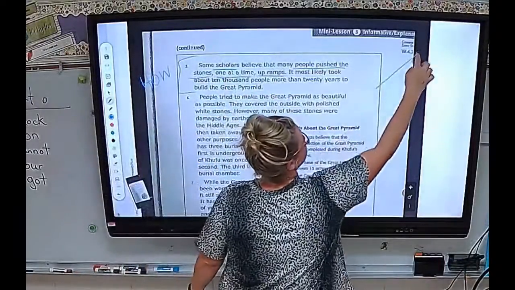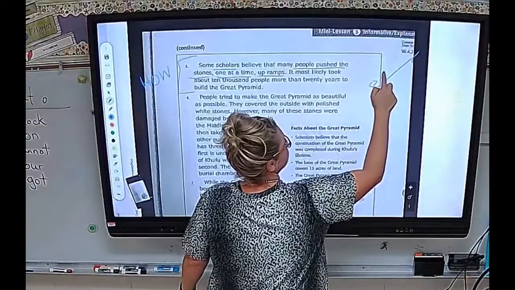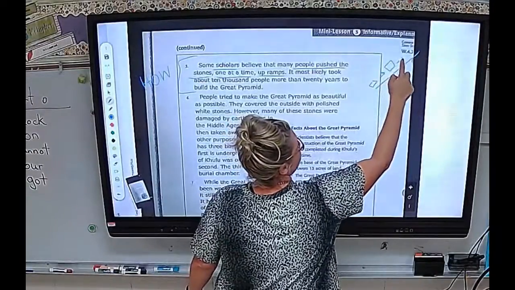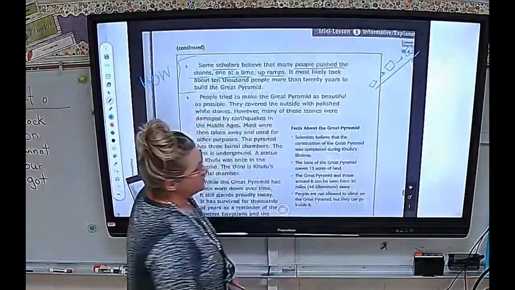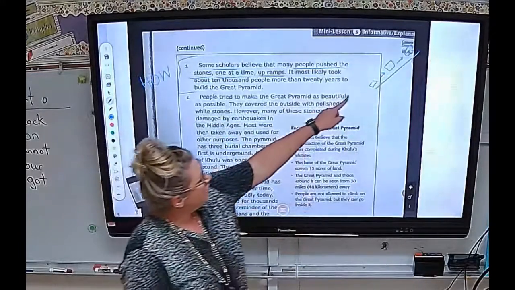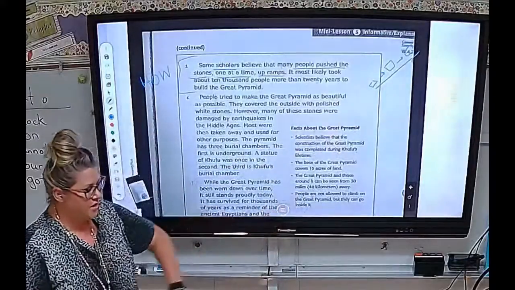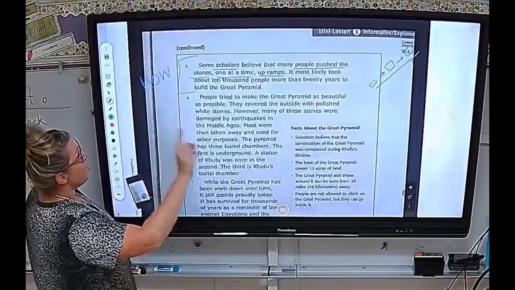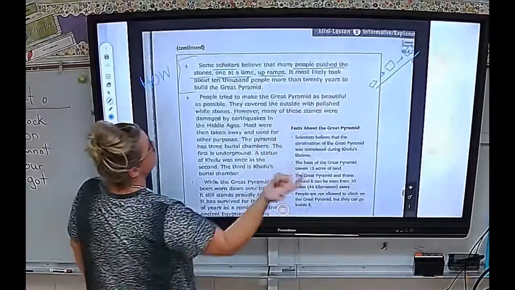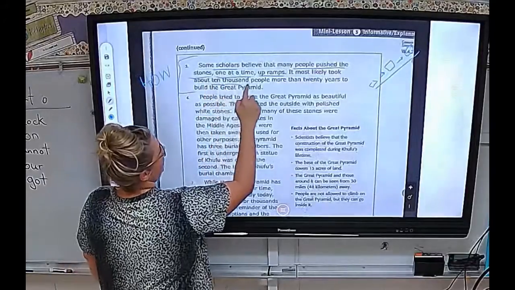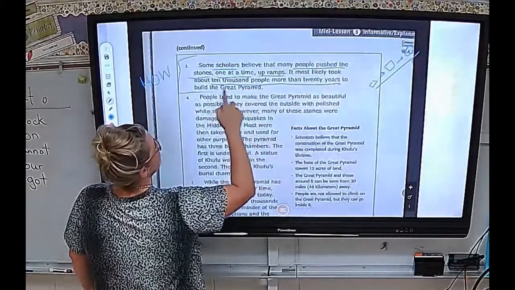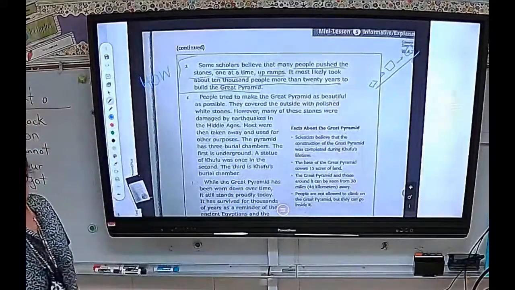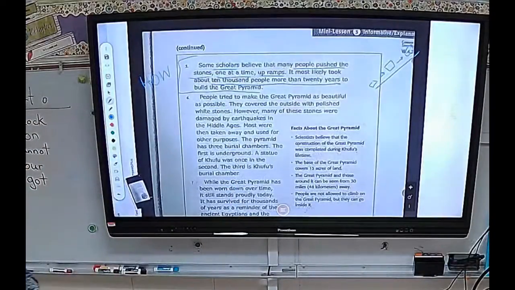What's a ramp? A ramp is like a little slant that you can go up. Very good. You can pull a rope. So here's the ramp. They put the ramp there. They push the stones up the ramp. And then it also says it most likely took 10,000 people more than 20 years to build the Great Pyramid. Wow. It took them a long time. All right. Paragraph 6. Caden, would you read paragraph 6 for us?